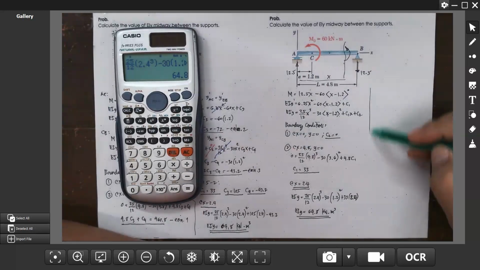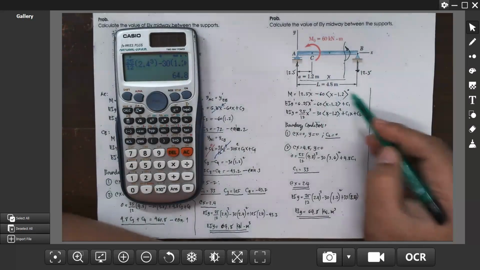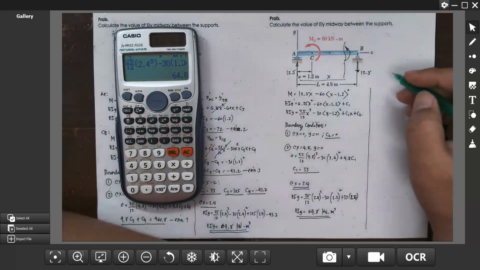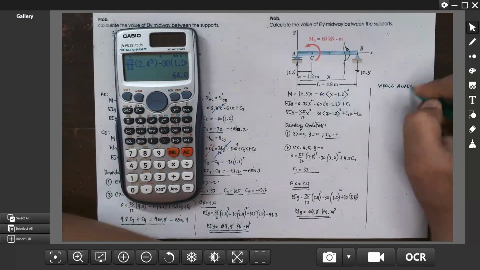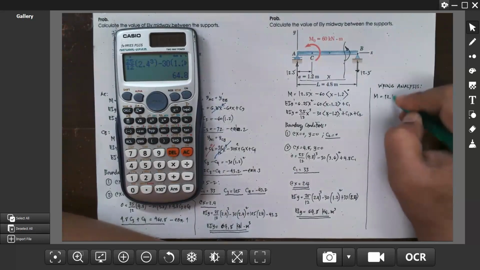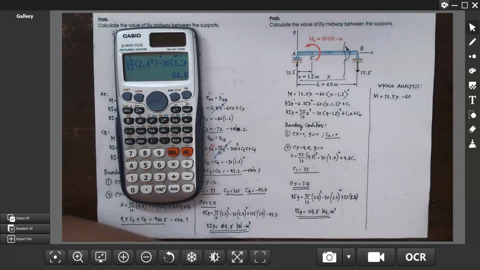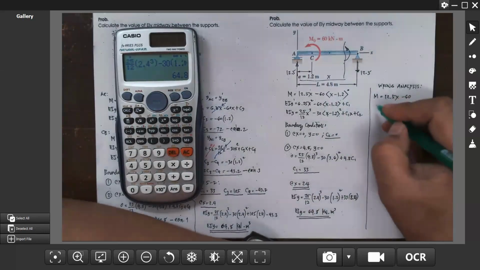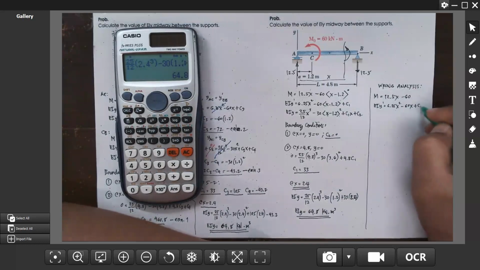Okay. Now, suppose there is no modification applied. Your equation is just 12.5x minus 60, no? So when you integrate, you get 6.25x squared minus 60x plus C1, right?